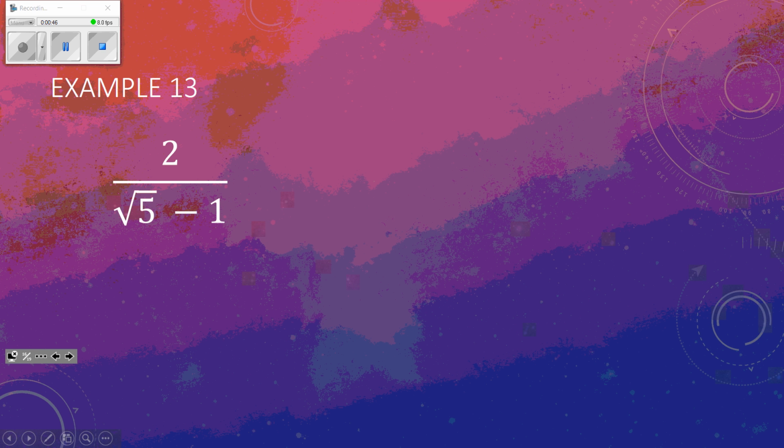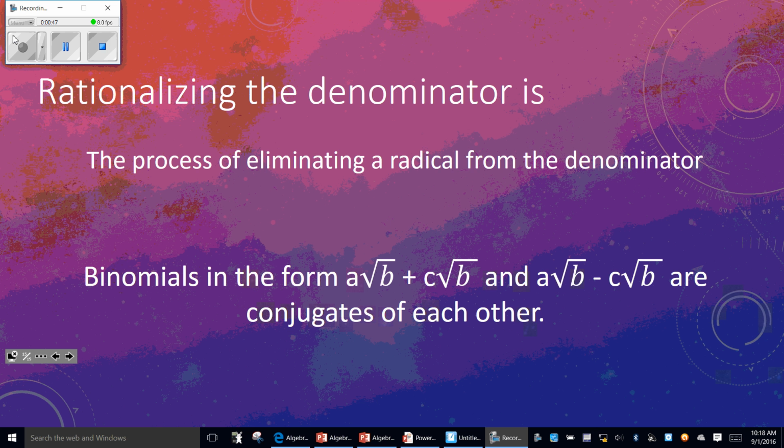Okay. So let's just review a couple of definitions first. You've already had this one definition. It won't hurt you to write it down twice just to have it in the notes, but let me remind you, to rationalize a denominator is the process of eliminating a radical from the denominator. You cannot have a radical in your final answer of a denominator. It is just not proper, okay? I added a part to it today.